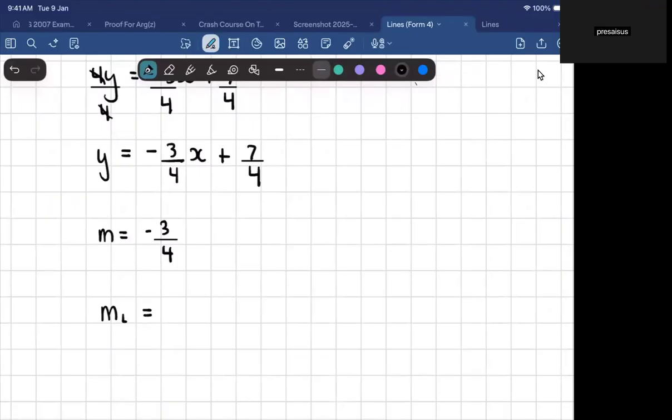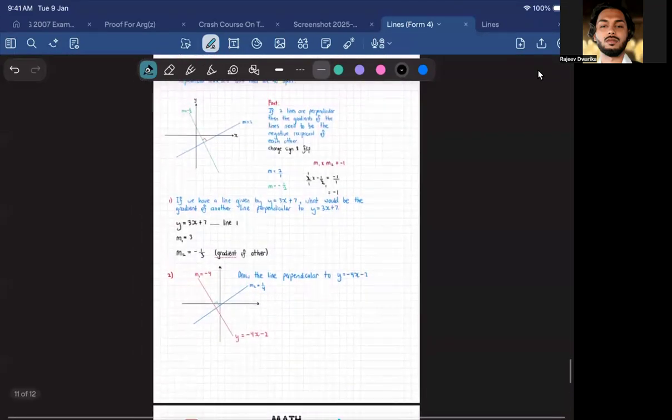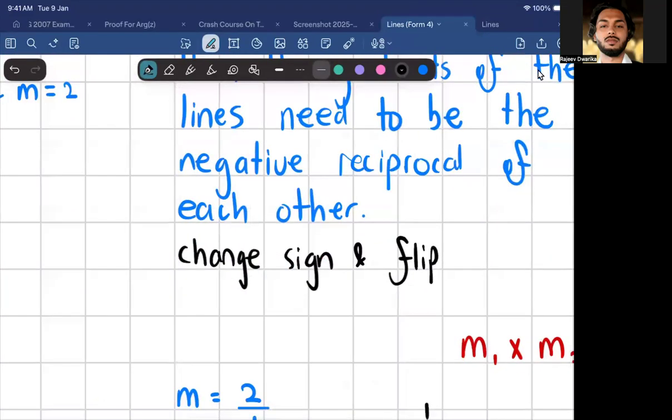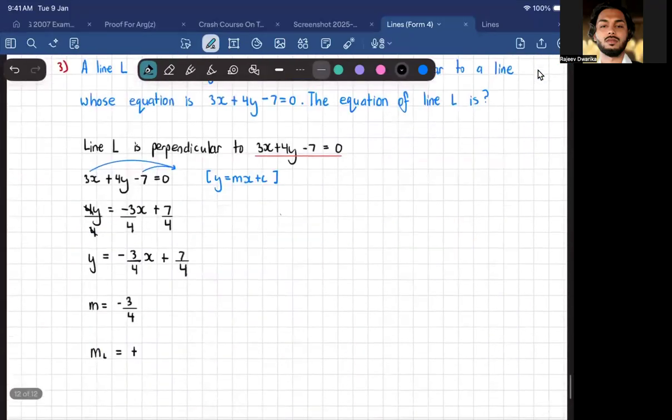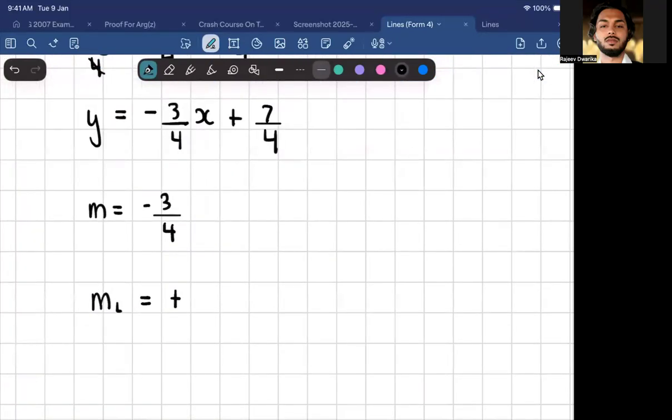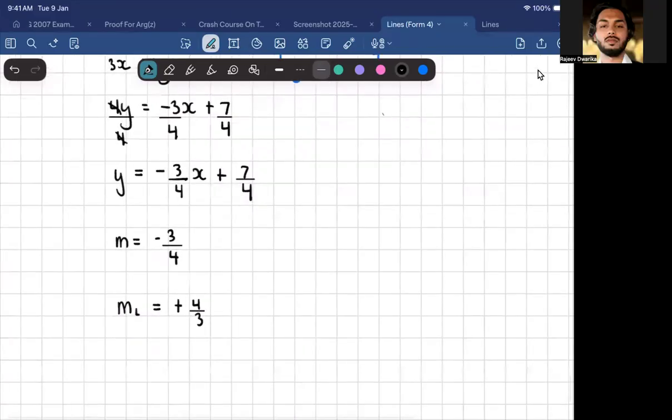Positive 3 over 4. Check it out: you change the sign and flip. So we change the negative to positive, and now we flip the fraction. Oh, 4 over 3. Yes. So once two lines are perpendicular, the gradients will be the negative reciprocal of each other. All that means in English is you flip it and change the sign. So it was 3 over 4, 4 over 3 now. Easy?